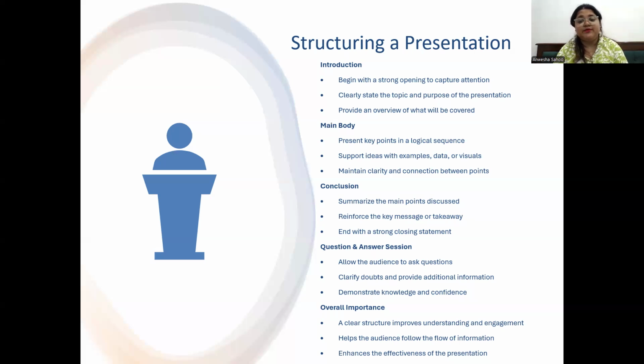A clear structure improves understanding and engagement with your audience. It will help the audience to follow the flow of information you are providing from the beginning of your presentation. It will also enhance the effectiveness of the presentation, because unless and until the people understand what you are wanting to tell them, what the presentation is all about, the effectiveness of the presentation won't be established at all. So to become a good presenter, you should always structure a good presentation first.